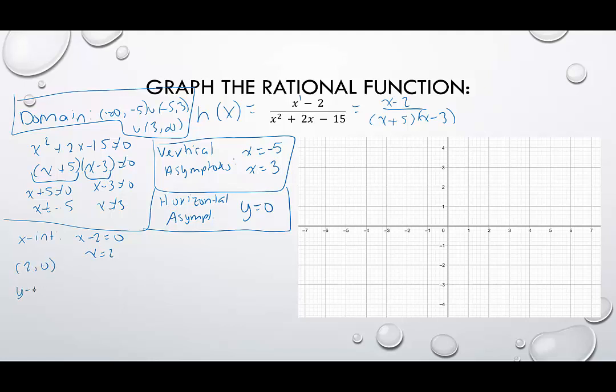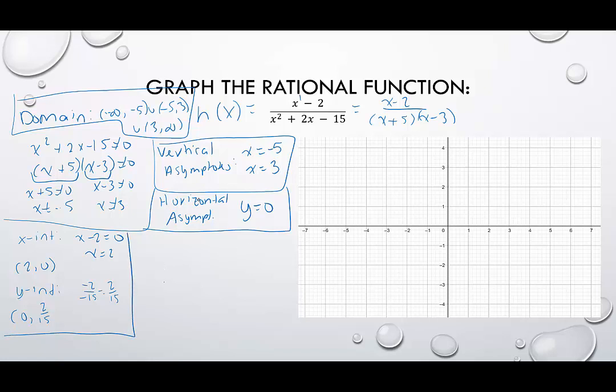What about a y-intercept? So y-intercept, that's where we plug in 0 for all of the x's, leaving us with just those constants. When I do that, I get negative 2 over negative 15, which would be positive 2 over positive 15. So 0 and 2/15. Okay, so let's go ahead and graph all of this and see what's going on.